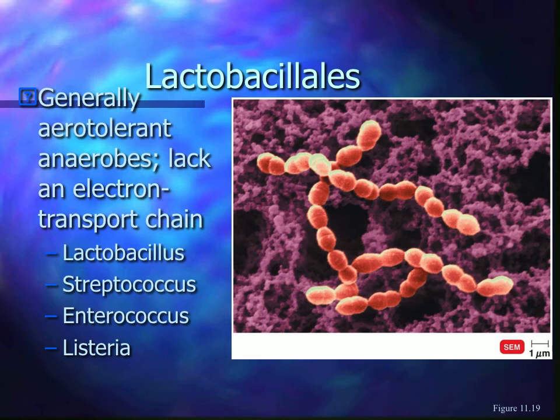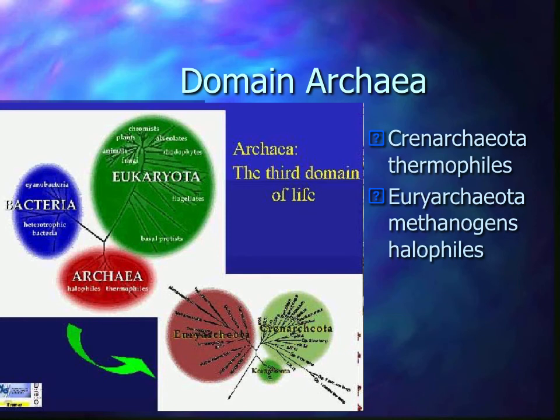And related to these are the lactobacillus. Some of these are used to make yogurt, and so useful that way, although there's a couple pathogens in this group. Okay, so if you have a prokaryote and it has peptidoglycan, it's bacteria. If it has pseudopeptidoglycan or pseudomurein, then it falls in this domain Archaea.